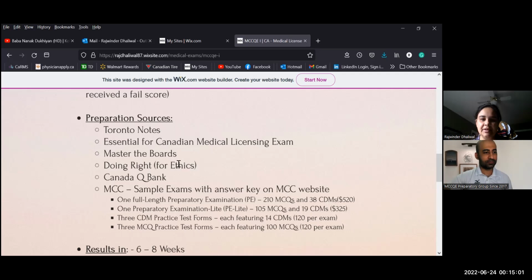There's Essentials for the Canadian medical licensing exam. It's a big book, kind of like Toronto Notes. Honestly, I tried using it. I didn't really quite understand what they're trying to do there. So I wouldn't recommend this one, the second one.